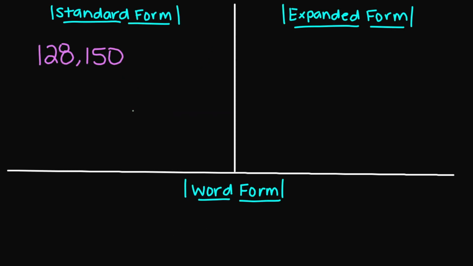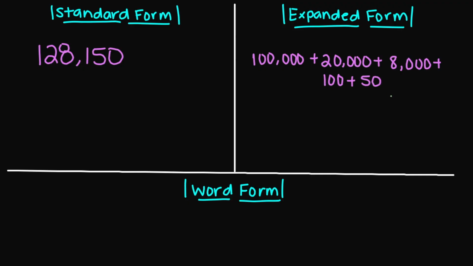So let's say, for an example, you have 128,150. This is going to be your standard form. If you have to write this number in standard form, this is how it would look. If we needed to expand our standard form, we are going to have 100,000 plus 20,000 plus 8,000 plus 100 and then plus 50. And this is your expanded form here. All we did was expand our standard form.